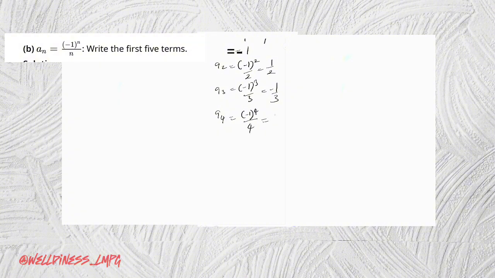And 1 divided by 4 will give you 1 over 4. And your A5 will be minus 1 raised to power 5 divided by 5. And minus 1 raised to power 5 is minus 1. So your final answer is minus 1 divided by 5.